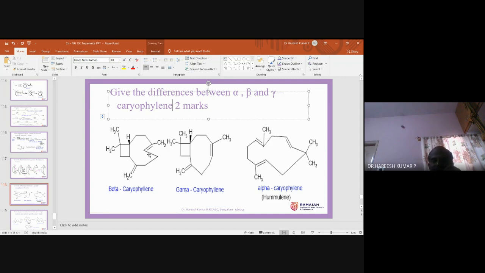So if you want to mention the difference between alpha, beta and gamma caryophyllene, you have to say that alpha caryophyllene is a monocyclic terpenoid with 3 double bonds. Beta caryophyllene is a bicyclic terpenoid with a trans double bond in it. And gamma caryophyllene is a bicyclic terpenoid with a cis configuration. This is the difference you need to mention. So with this, I will go to the next slide.